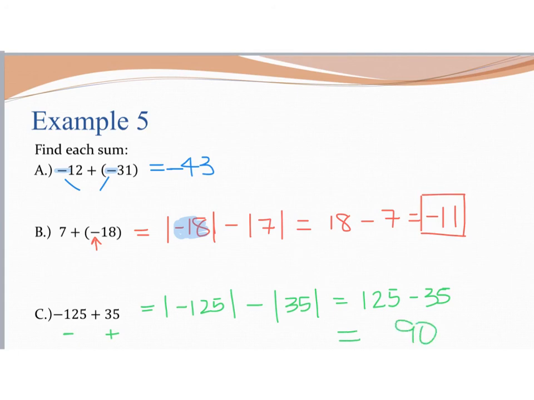But I'm going to go back and look at the sign of my largest integer. So I see based on my absolute values that 125 is my largest integer. In my original problem, I see that 125 was negative, which tells me that my overall answer must also be negative.